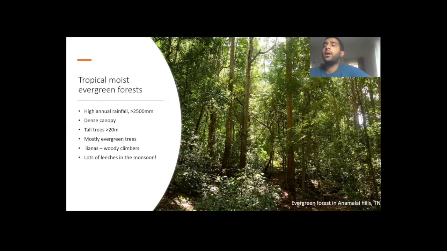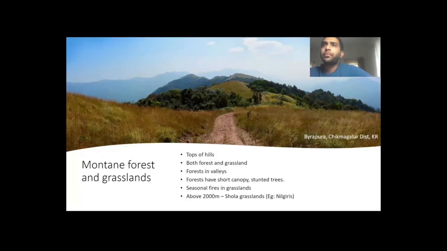Most of the trees here are evergreen, which means that they don't drop their leaves in summer. You also find a lot of lianas, which are woody climbers. I think you can see some here going up. You also may not find too many grasses, but it's usually very dense, very wet in the monsoon. And because it's so wet, you'll also find a lot of leeches. So these are generally what evergreen forests are.